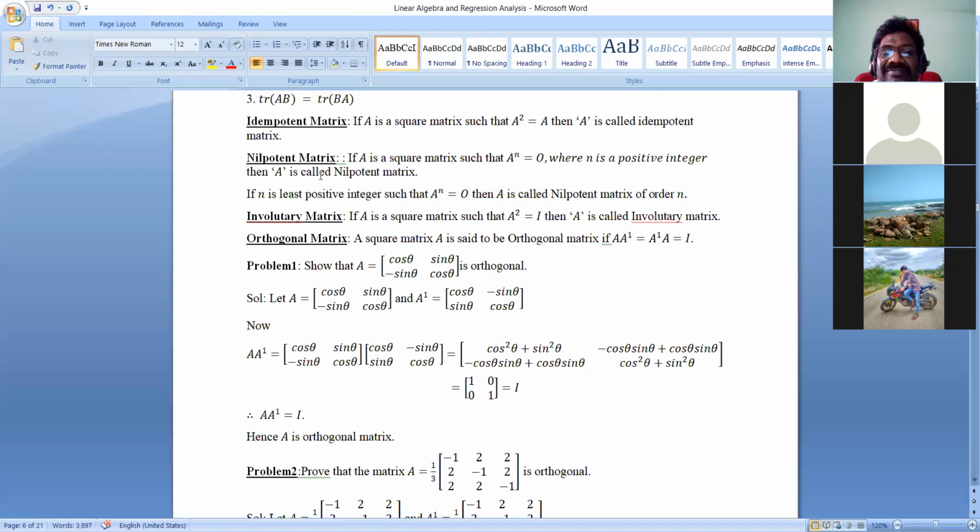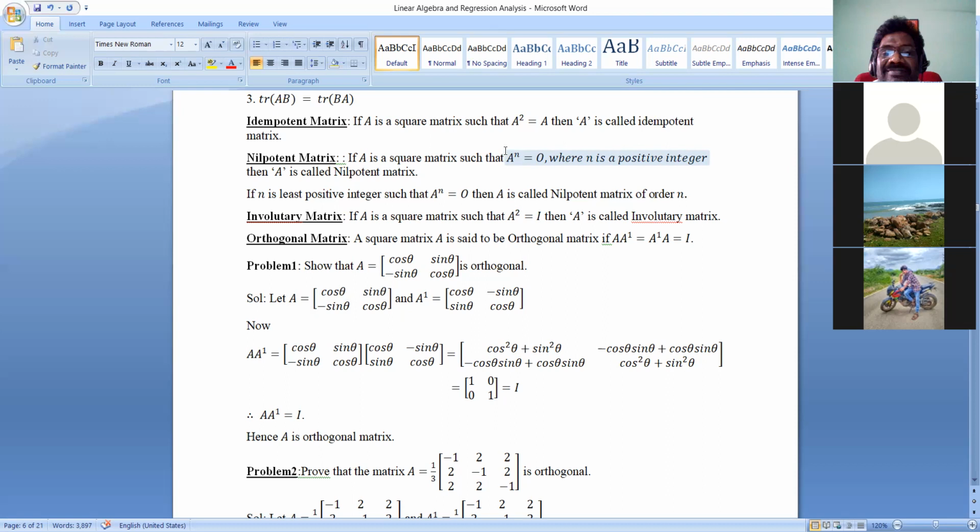If A power n equals O, the null matrix, where n is any positive integer, then the matrix A is called a nilpotent matrix. For example, if A square equals 0, that matrix A is called nilpotent. If A cube equals the null matrix, then A is also called nilpotent. If A power 4 equals the null matrix, that is also called a nilpotent matrix.